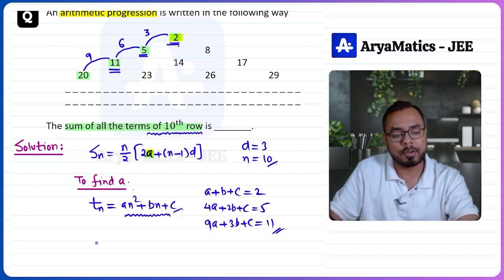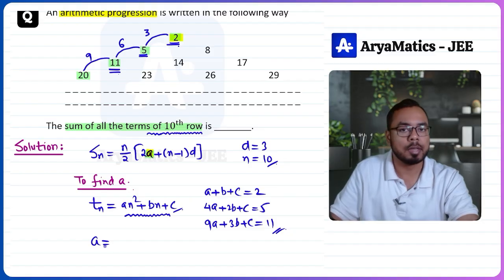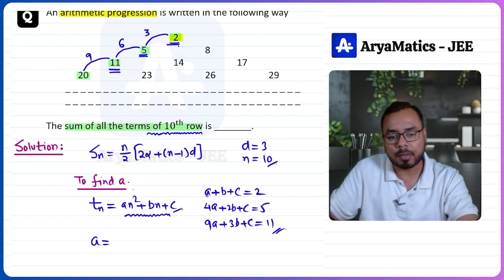However, there is another interesting method of finding this a. Or maybe I'll just replace this a with alpha, because a we are using for here.